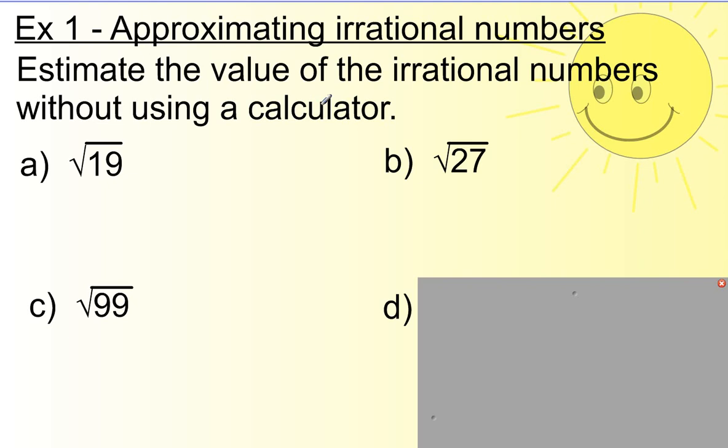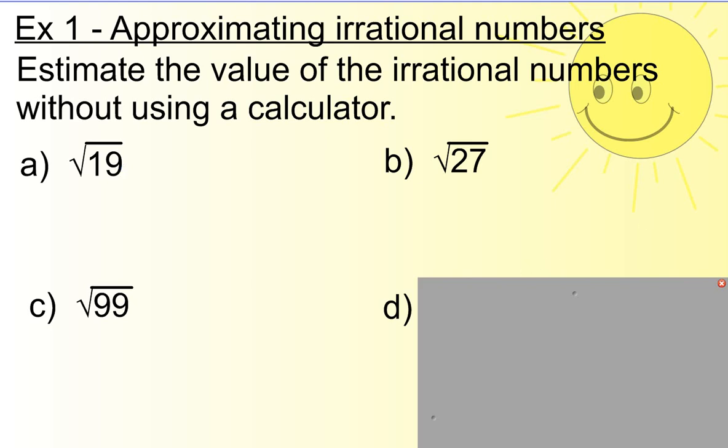So the first part of the problem says we want to estimate the value of irrational numbers without using a calculator. So my calculator, I'm not going to pull back on the screen at all. But I want to know this square root of 19. What is that number about? Is it close to 2, 3, 4, 5? Is it close to 20? I don't know. That's why the chart we just made comes in handy.